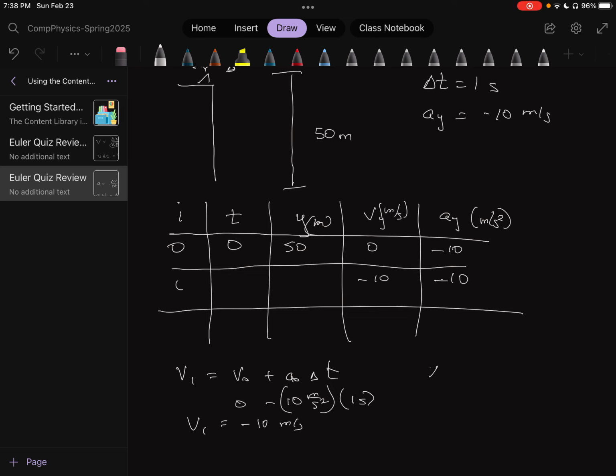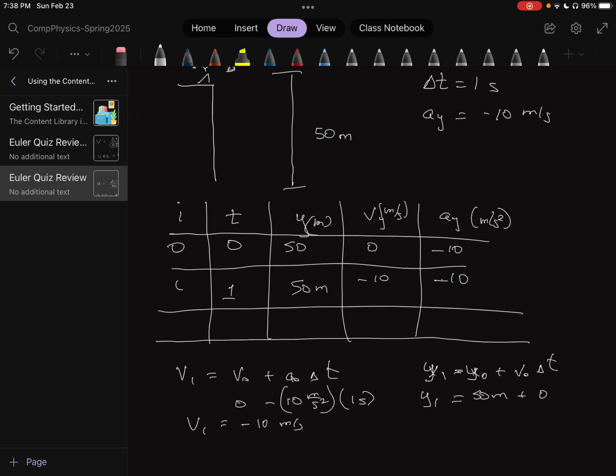My position, y1, is the position at step 0 plus velocity at 0 times delta t. Sorry, these should be y's. I'm getting confused here. Okay, so 50 meters. My velocity initially is 0, so this is just plus 0. So y1 is also 50 meters. And t, we're stepping by 1 second, so it's going to be 1 second here.